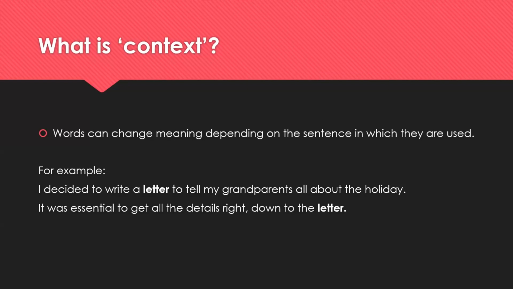So you have to look at the rest of the sentence and look at the other words that have been used. In this case, we've got the verb write, and we've got the word details, which helps us to understand what kind of word letter, what kind of meaning letter has in each sentence. Here's another example. Just click onto the next page.